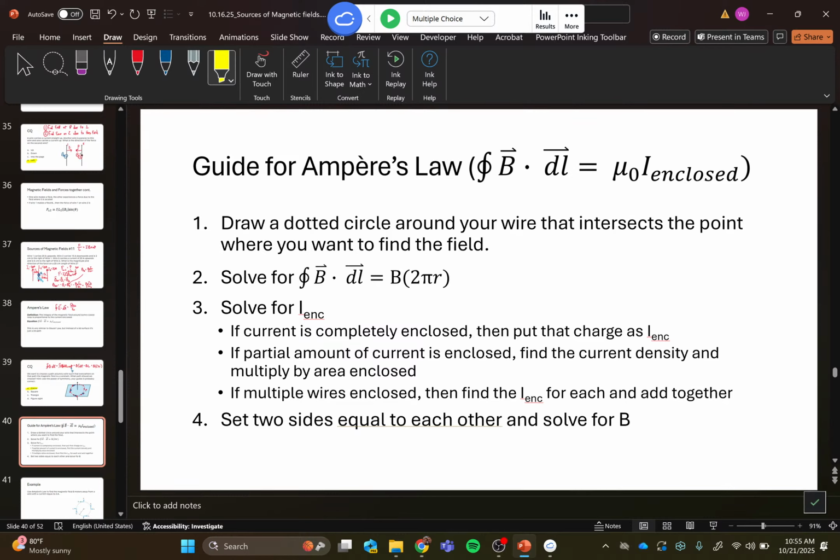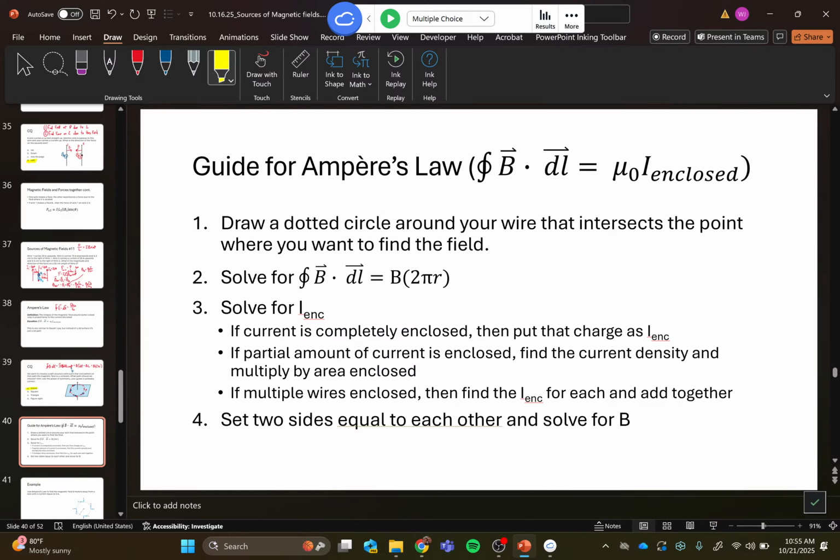Now we're going to solve for I enclosed. How do you find I enclosed? The same way we found charge enclosed, but instead of a volume, it's going to be an area. We're going to find how much charge is enclosed by our circle. If all the charge is enclosed, just put the charge. If all the current is enclosed, just put the current.